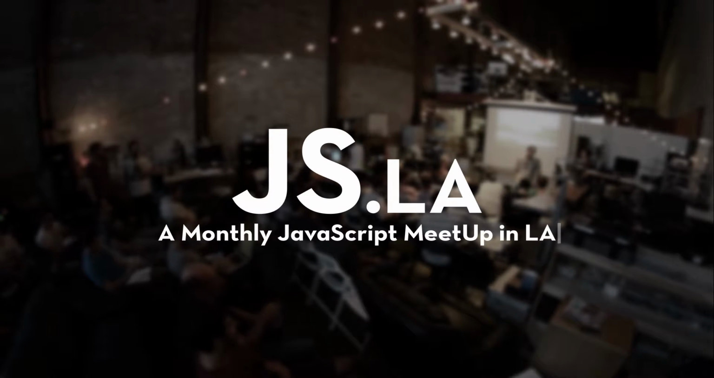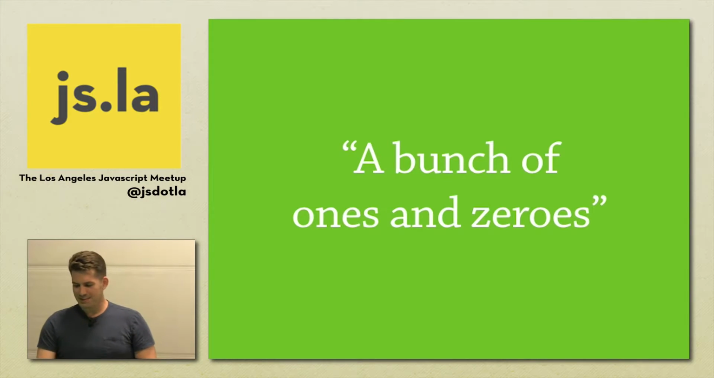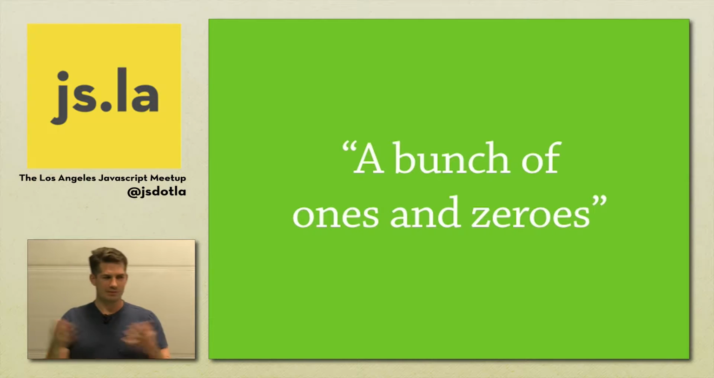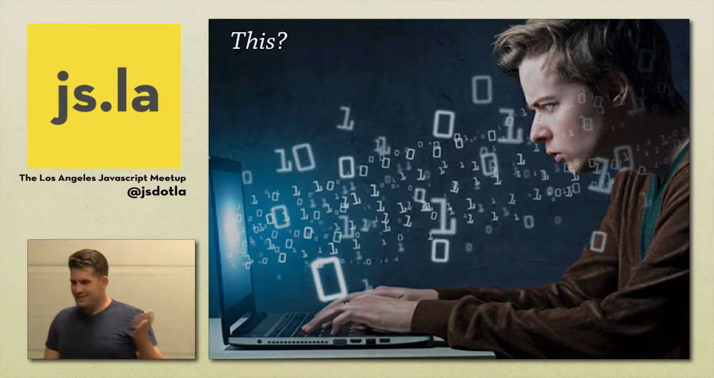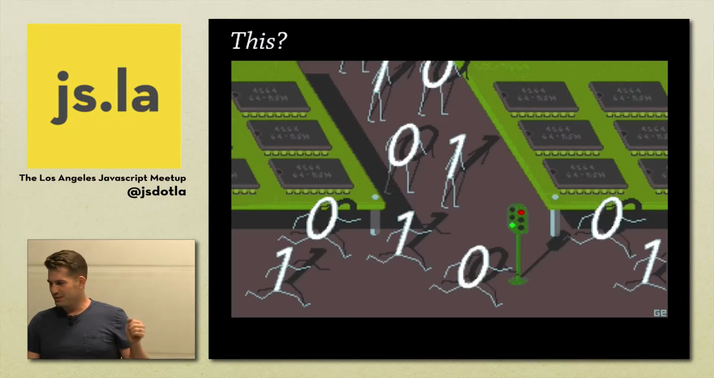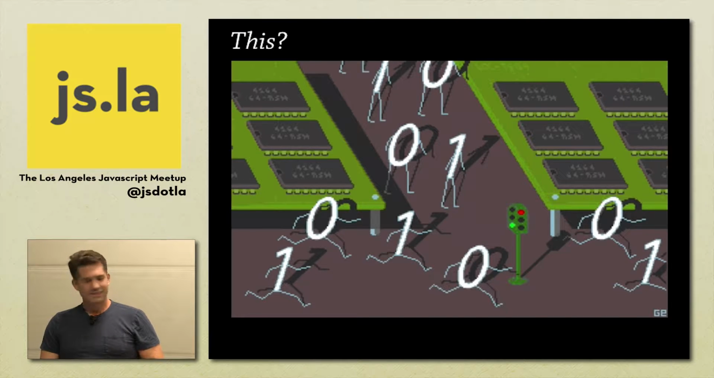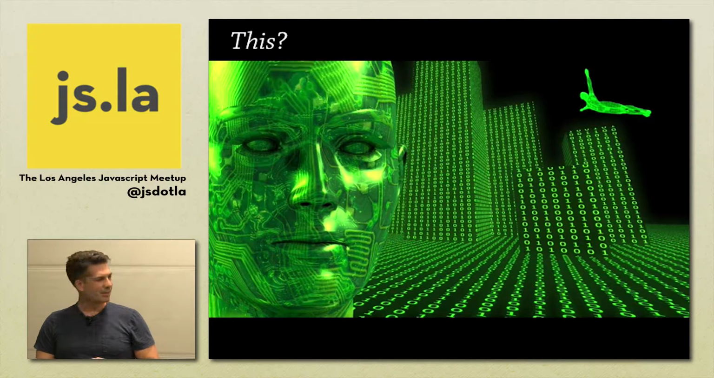Binary numbers. Okay, so we've all heard that binary numbers are just a bunch of ones and zeros. This is how computers work, right? And I have a question. What? Does that mean this? Is this what's happening in my computer? Is this happening in my computer right now?